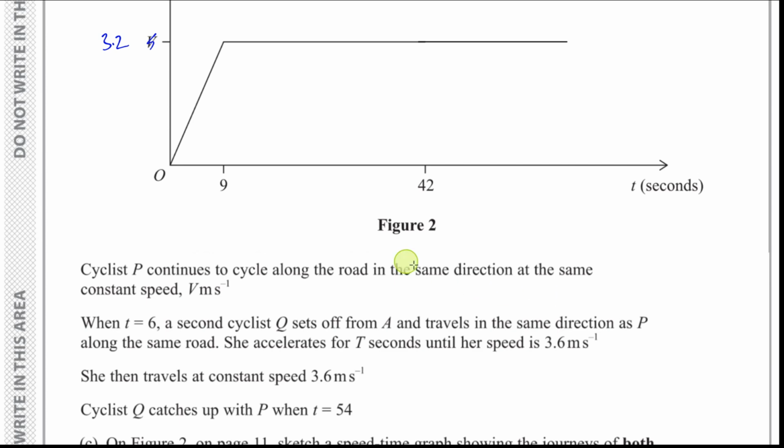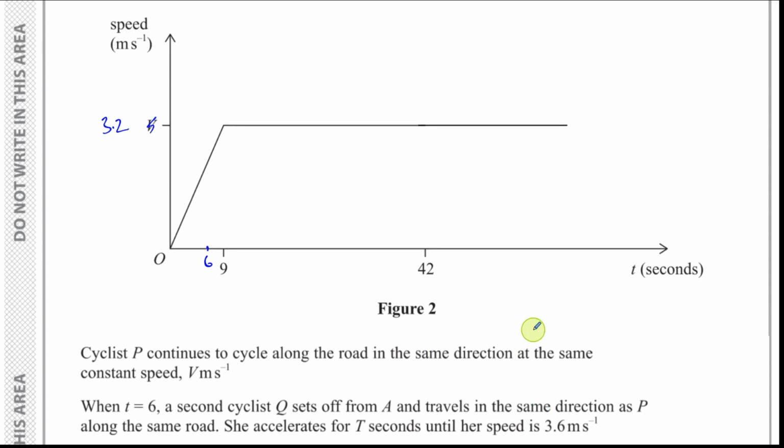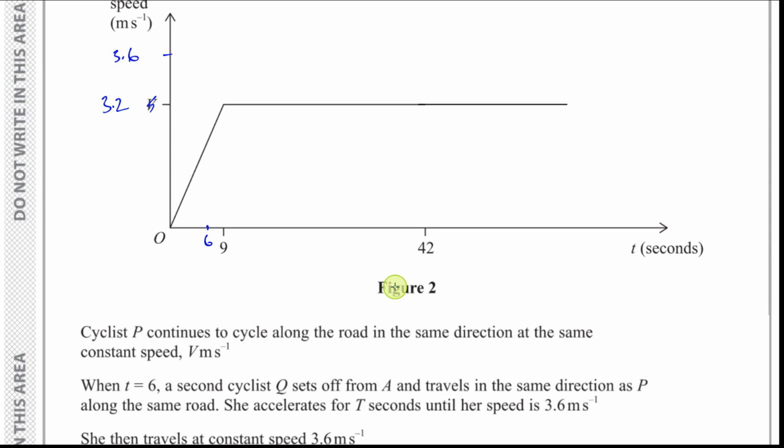Okay, when t equals 6, which is over here somewhere, a second cyclist Q sets off from A and travels in the same direction as P along the same road. She accelerates for t seconds until her speed is 3.6 meters per second. So she's going to go up to 3.6 meters per second, starting from 6, accelerating for t seconds. So by the time it reaches t plus 6 seconds, the time is t plus 6 seconds.